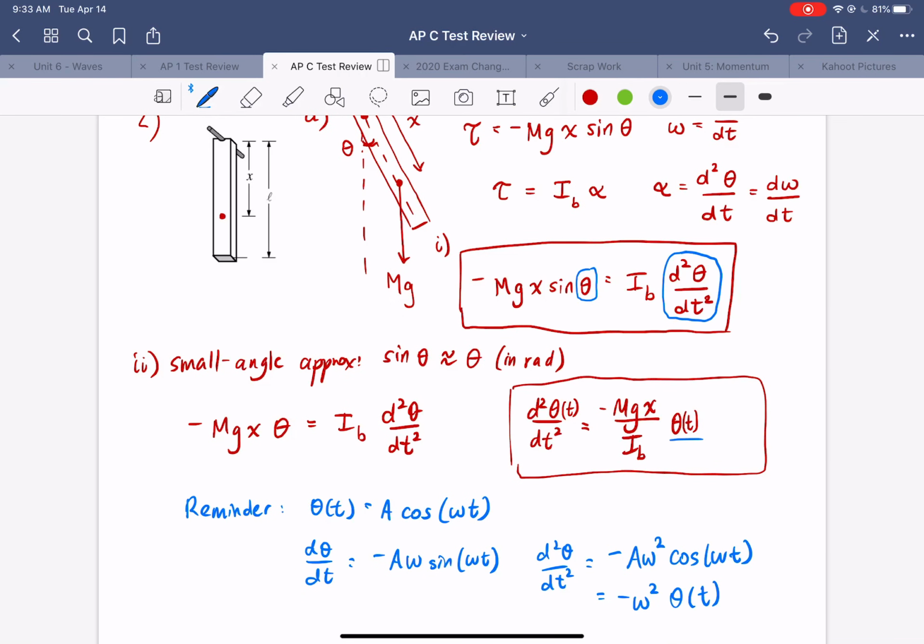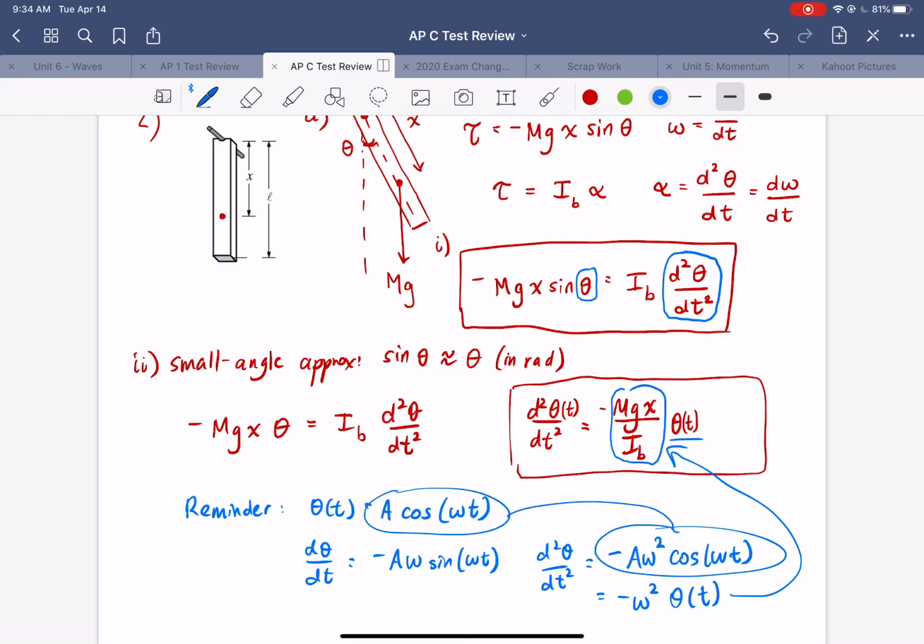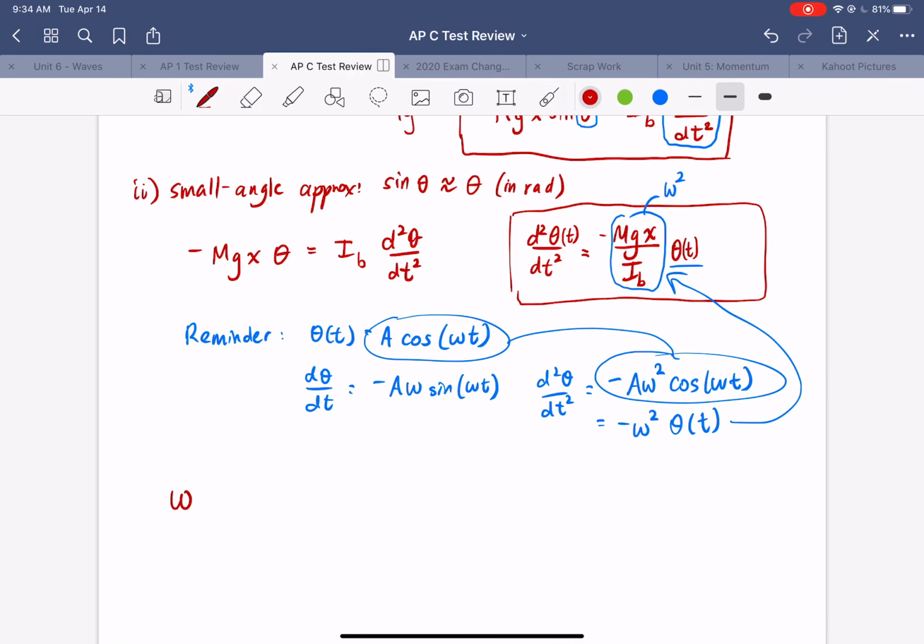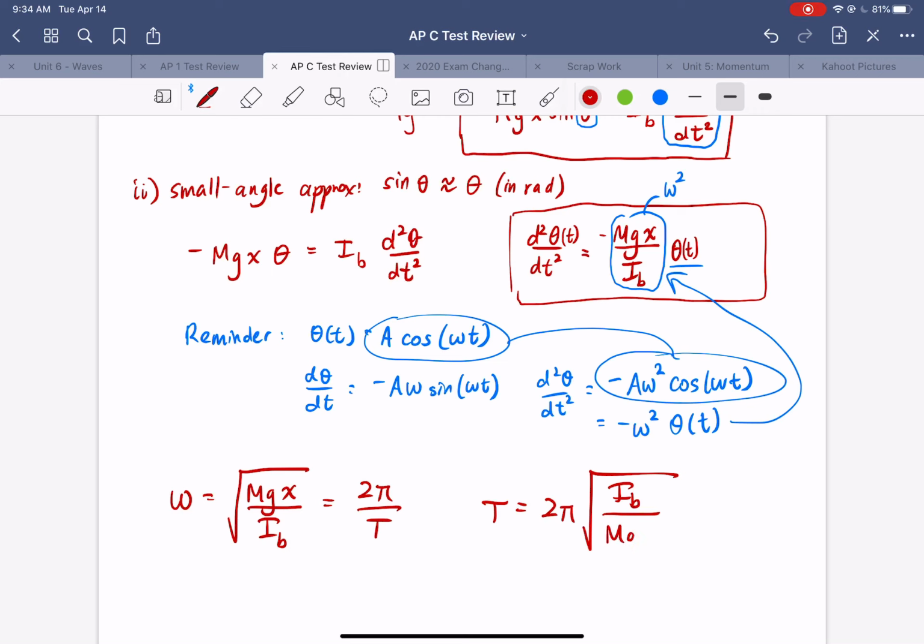our initial function. If you compare these two expressions here, one just differs from the other by this factor of minus omega squared. So we are going to set that equal to this form up here. The second derivative of theta is equal to minus omega squared, which is this, times our original function. That tells us that our omega, the angular frequency of this oscillation, is just the square root of whatever we had out in front. And since we're asked for the period, this is equal to 2 pi over the period. So we can rearrange this and say that the period is equal to 2 pi times the square root of the moment of inertia over mgx.